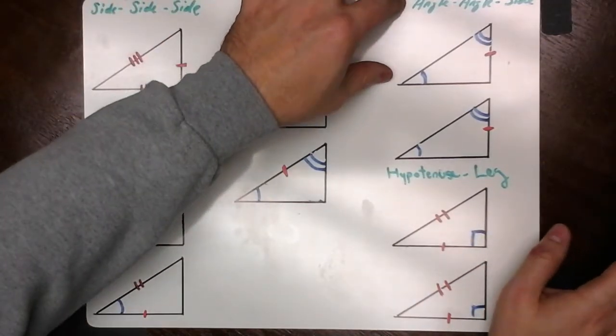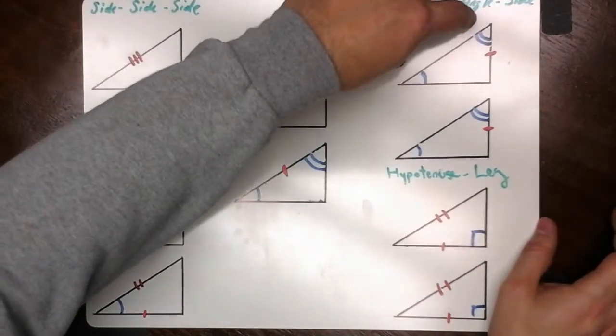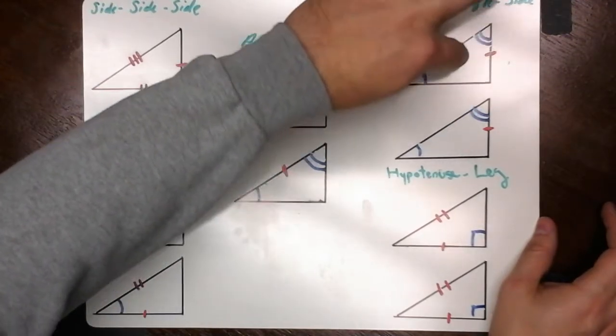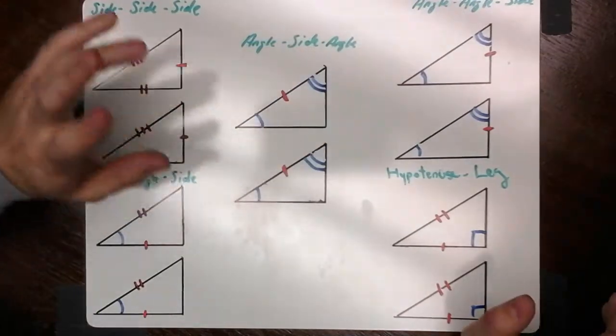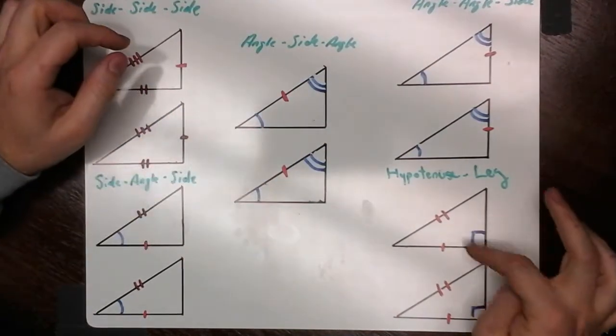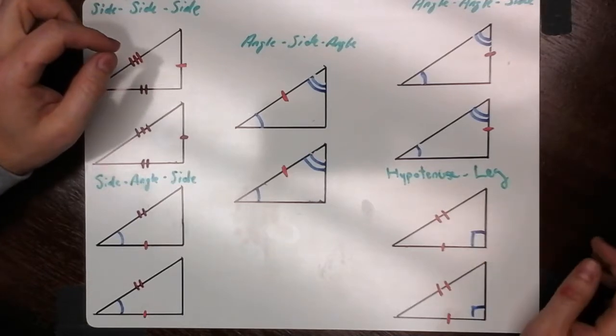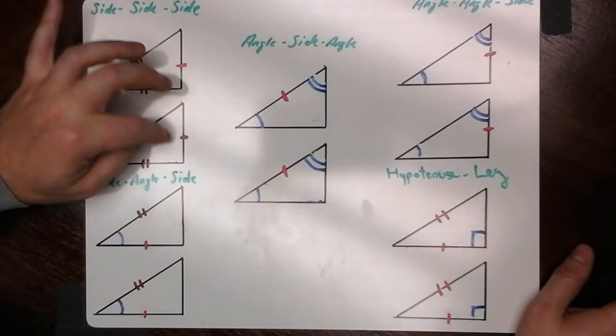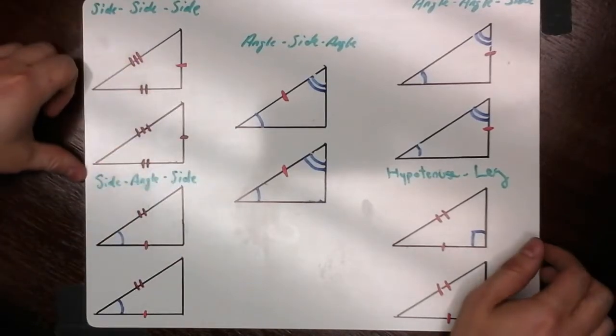And then I have angle, angle, side. This one has a pair of congruent angles for each triangle, but the side is not included, or not in between them, like this one. Then I have hypotenuse leg for the right angles. All of these are methods of proving that these triangles are the same to one another. That's the goal.